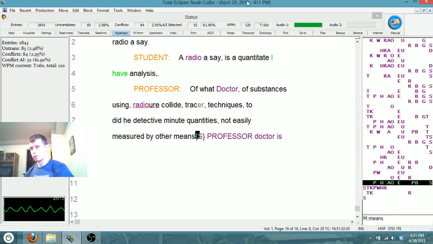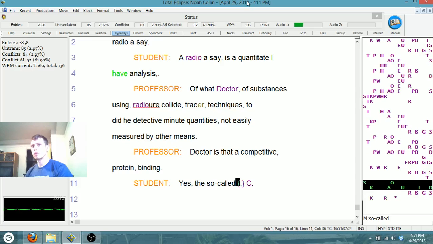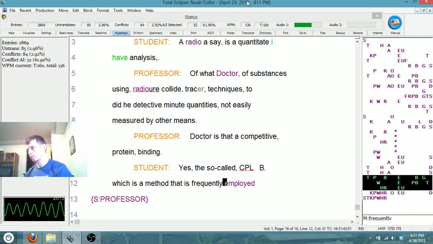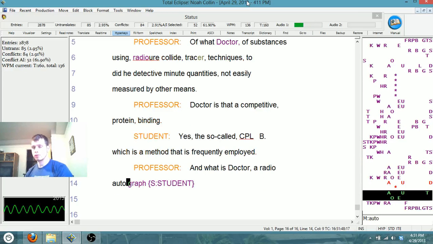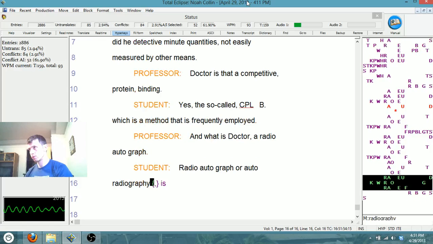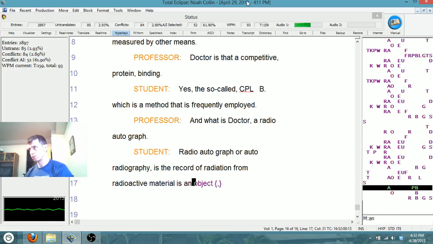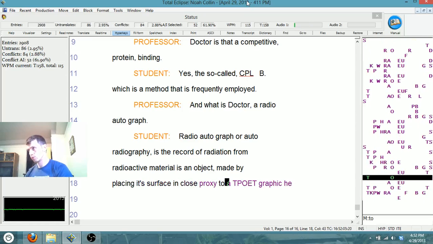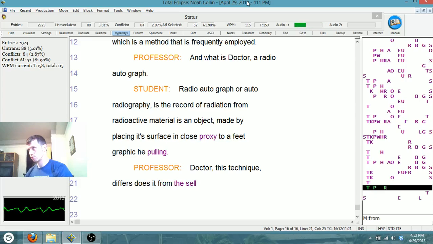Doctor, is that a competitive protein binding? Yes, the so-called CPB, which is a method that is frequently employed. And what is, doctor, a radioautograph? A radioautograph, or autoradiography, is the record of radiation from radioactive material in an object, made by placing its surface in close proximity to a photographic emulsion. Doctor, this technique differs, does it, from the cell function that is discernible?